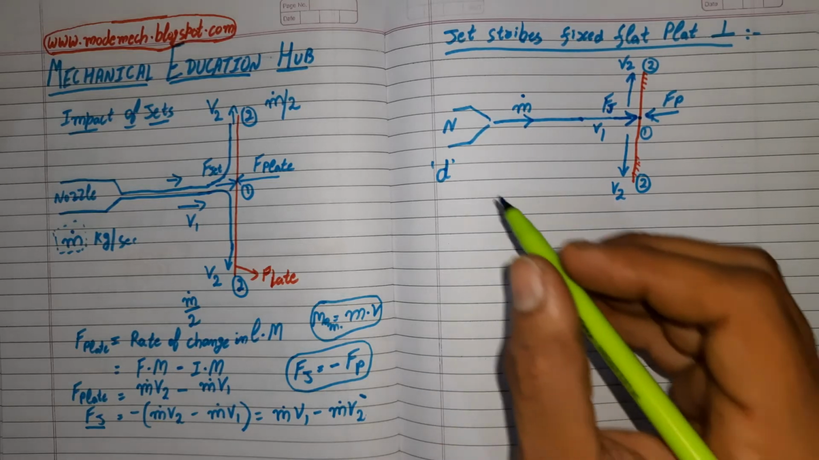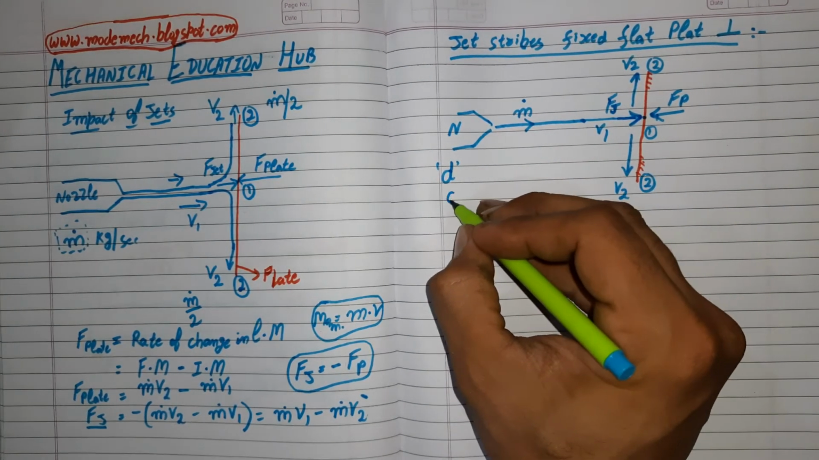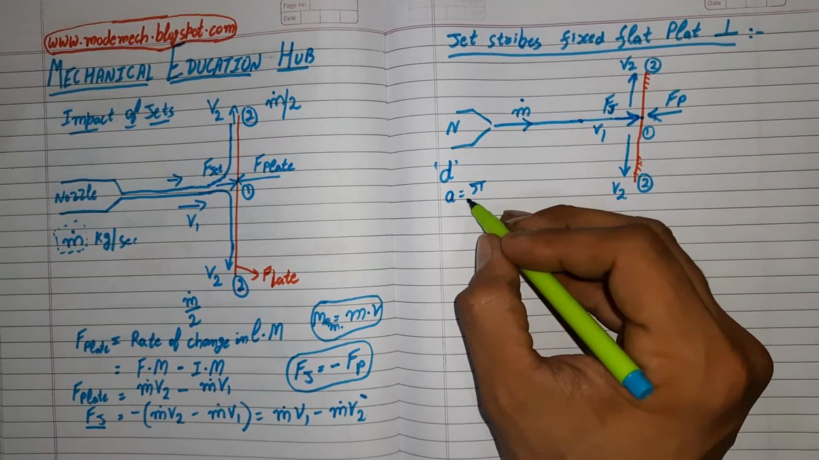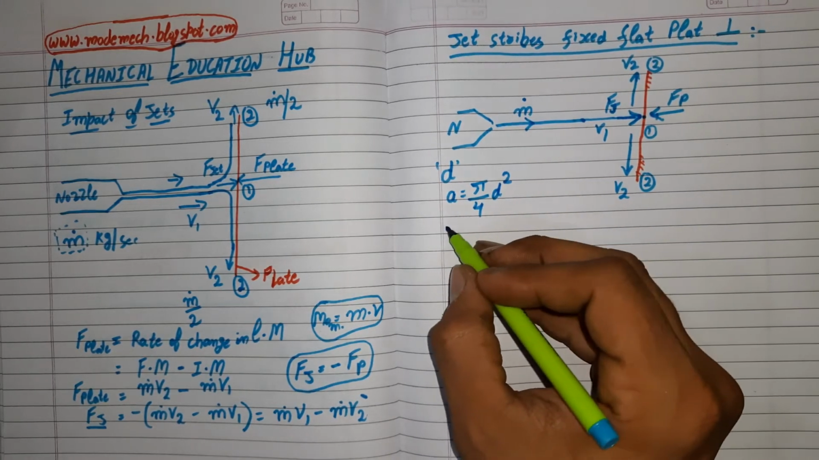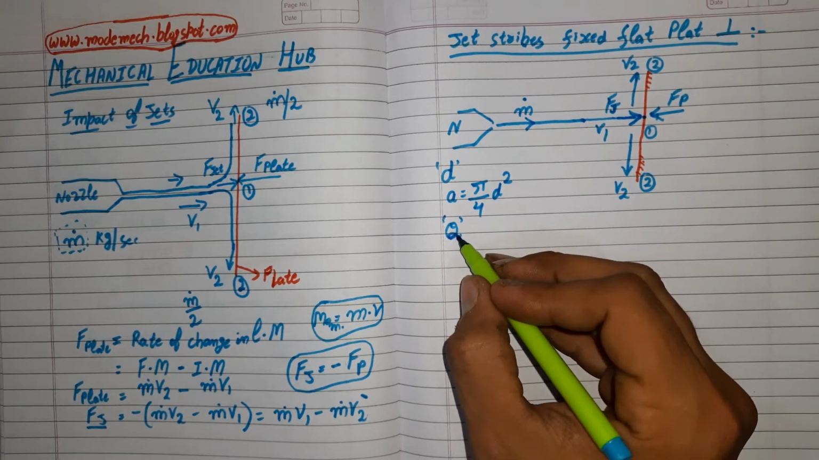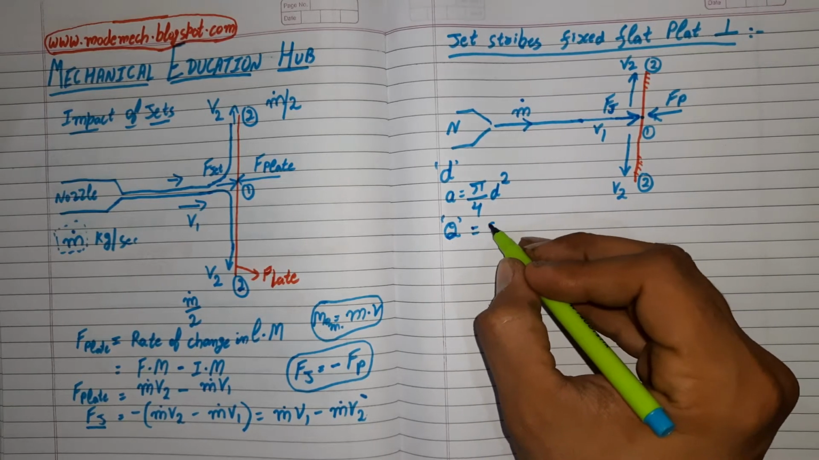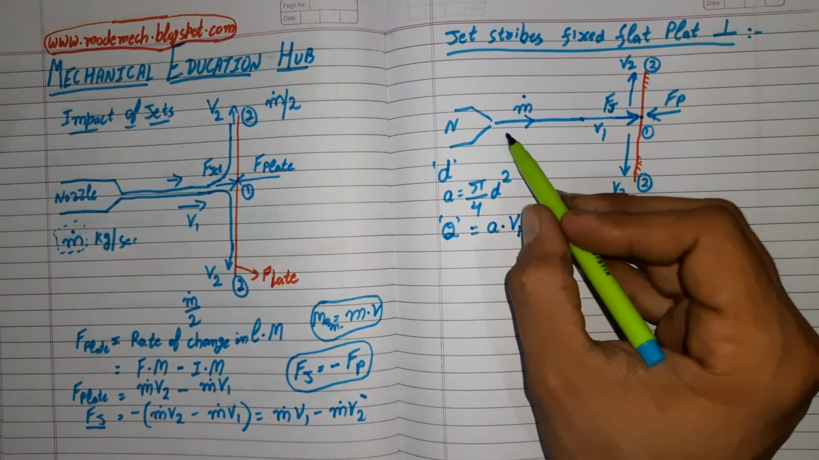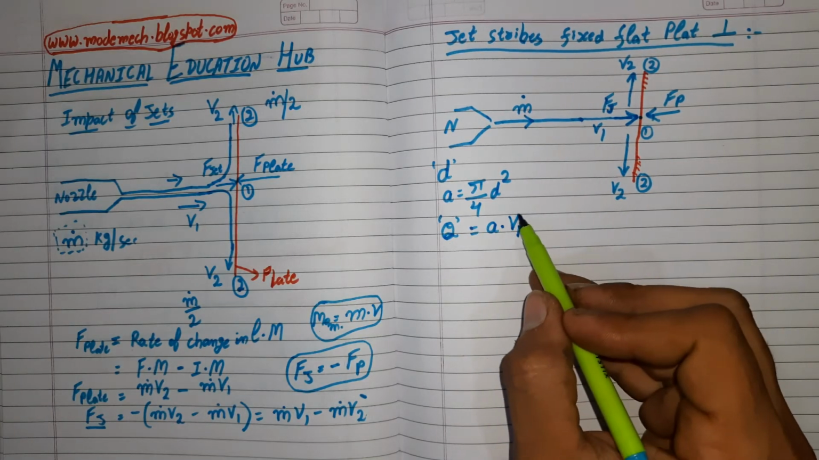Now if we want to calculate the cross-sectional area of this water jet, we have one formula: the cross-sectional area of the water jet will be pi by 4 d square. From here we can also calculate discharge. Discharge will be denoted with the capital letter Q. Discharge is area into velocity. When the water jet is coming out from the nozzle, its velocity is V1, so I have used this V1.